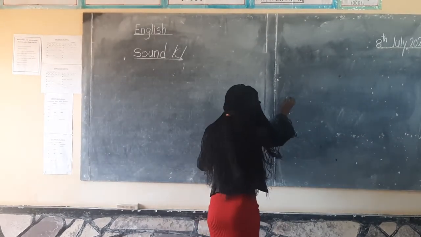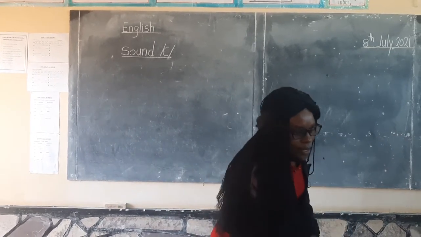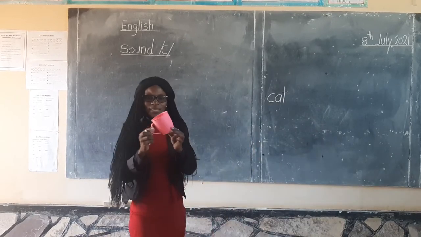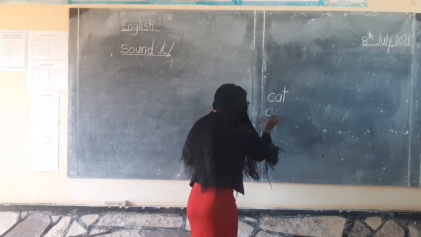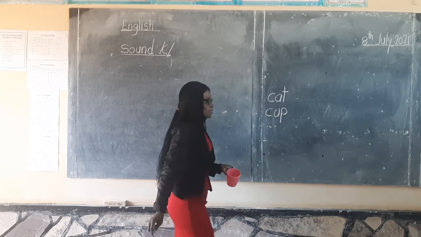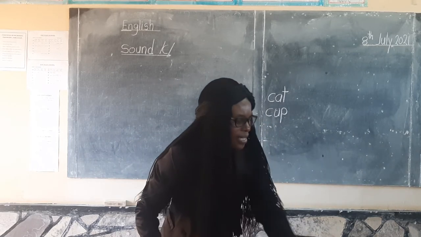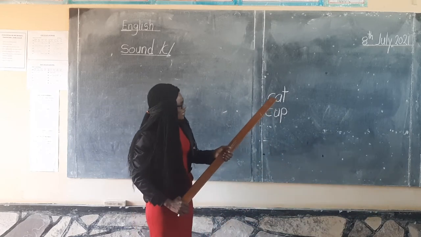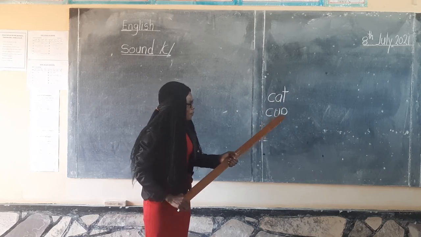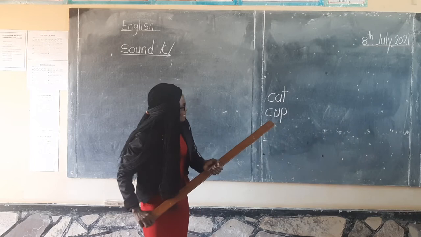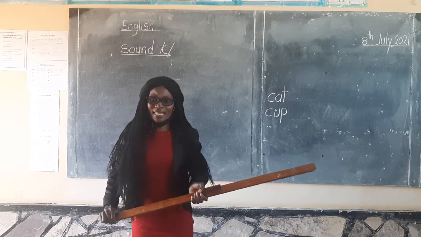I'll write the word cat. This is the word cat. What about this one? What's this? Cup. This is a cup. Very good. So now let's look at these two words. Can you read? Cat. Cup. Who can identify the common letter in these two words here? Which one is the common letter?